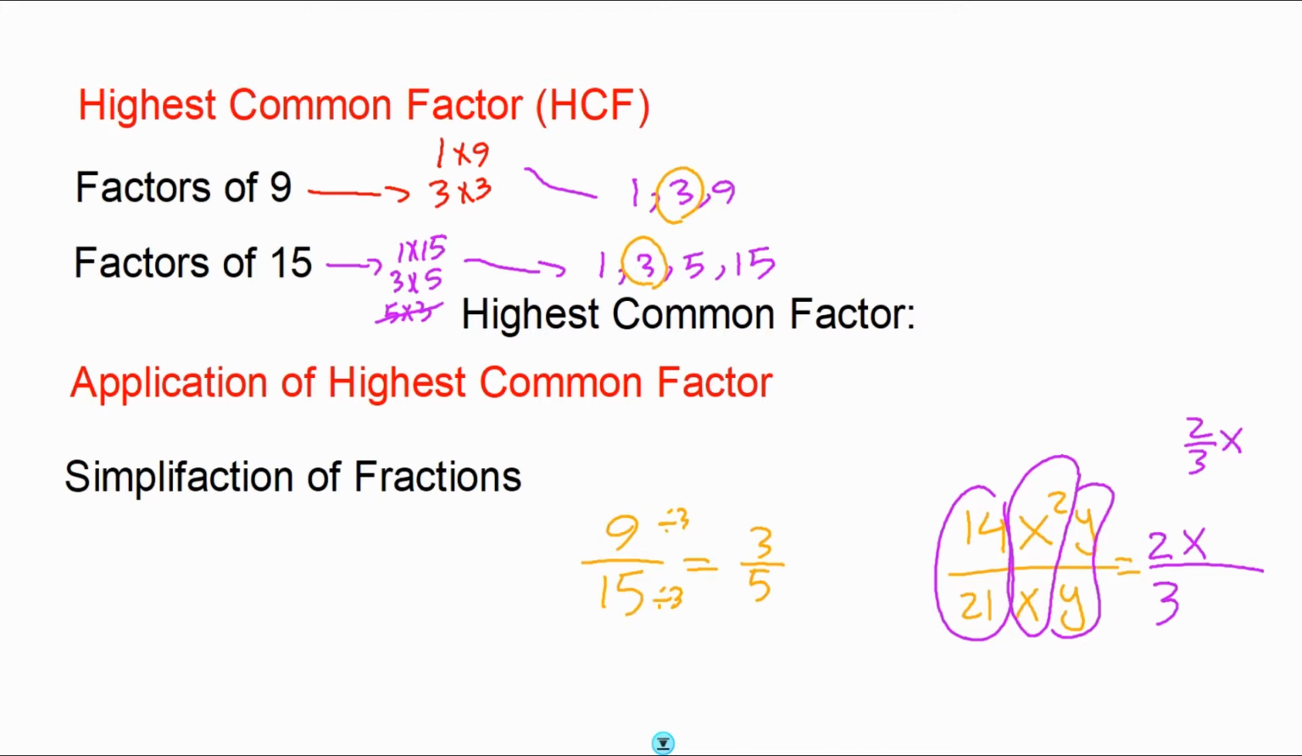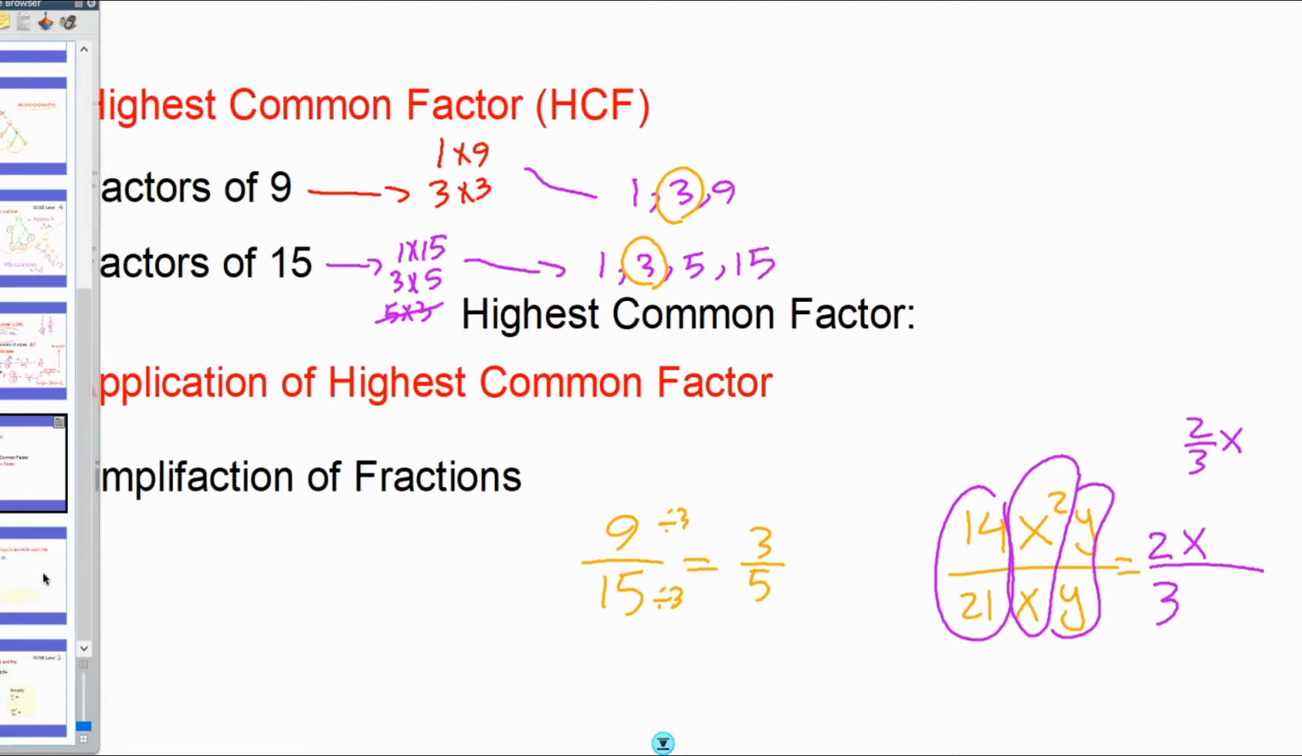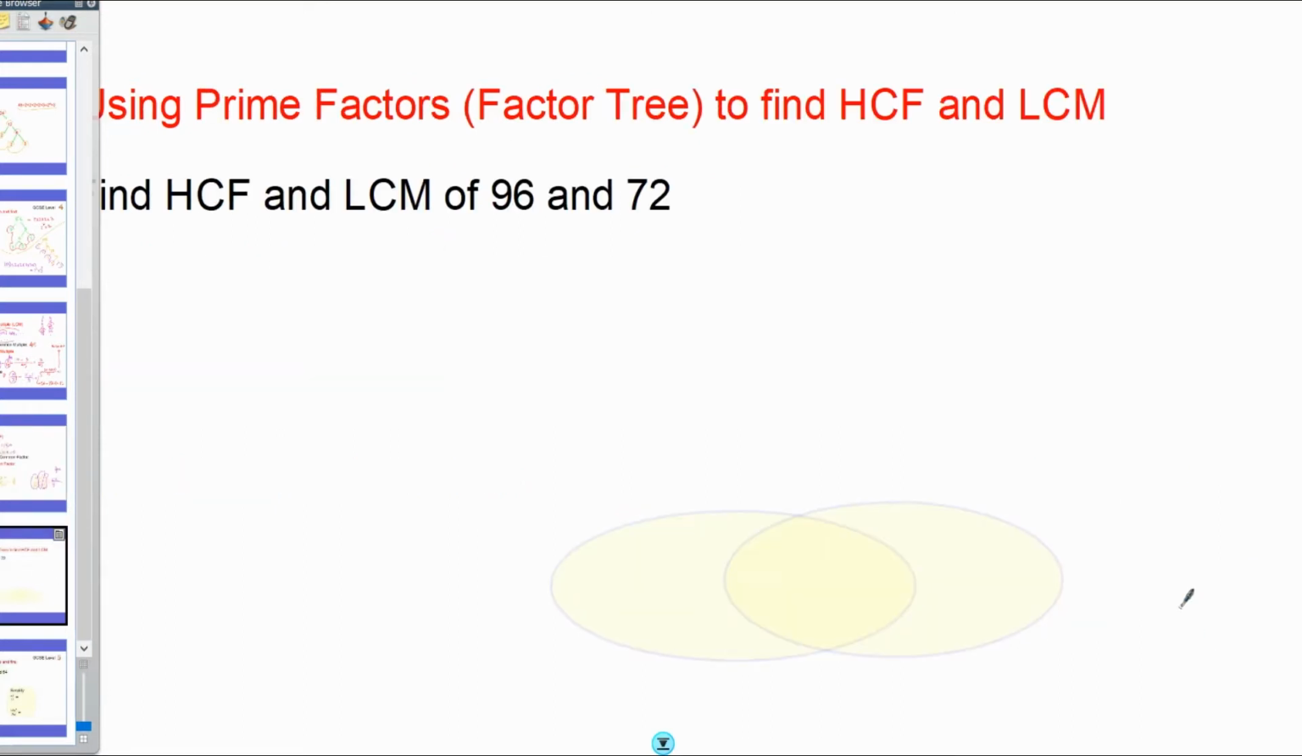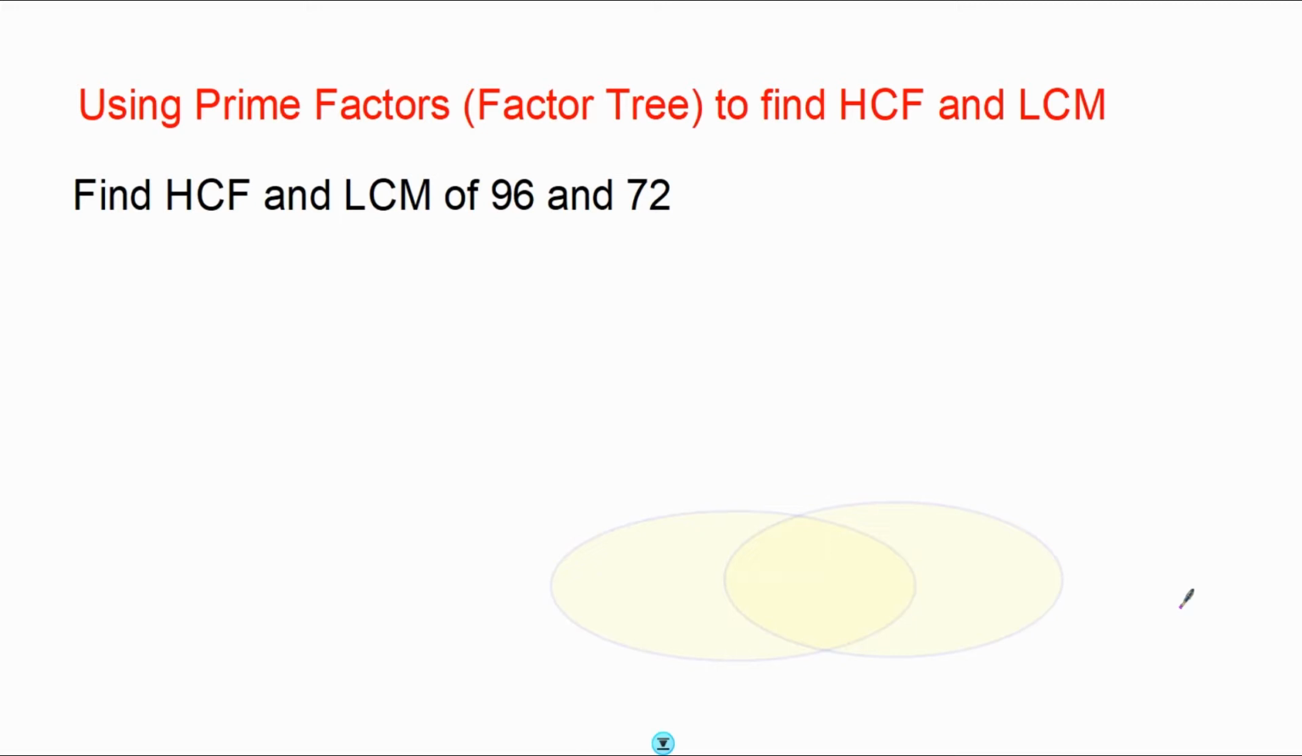Now we go to the next page. This is now a different method of finding the highest common factor and lowest common multiple of two numbers. I will explain this with an example. And this is about combining our skills from this lesson.